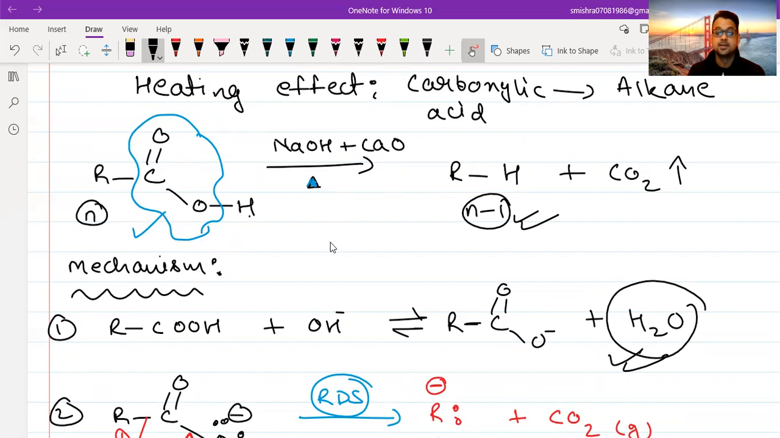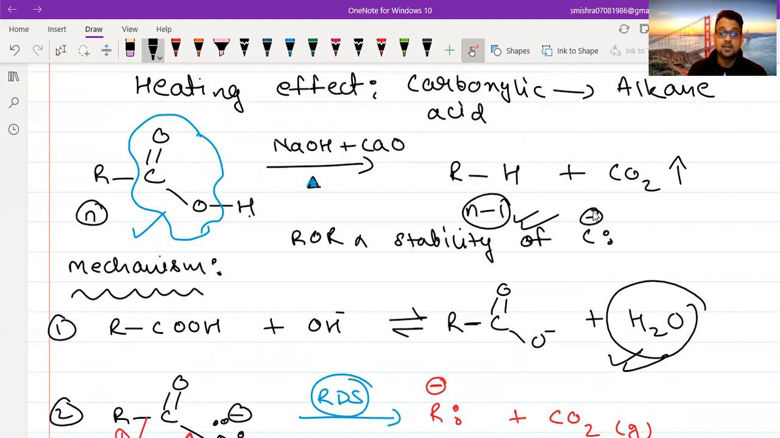Second characteristic is that in the RDS a carbanion is formed. So with a carbanion there is no rearrangement. Okay. And the rate of reaction is directly proportional to the stability of the carbanion. Rate of reaction is proportional to stability of carbanion. The more stable the carbanion, the faster will be the rate of decarboxylation.